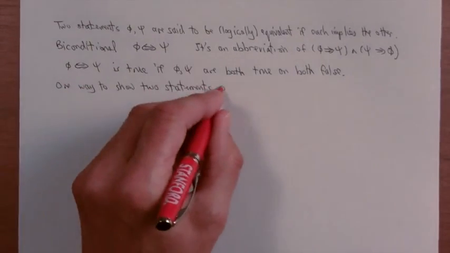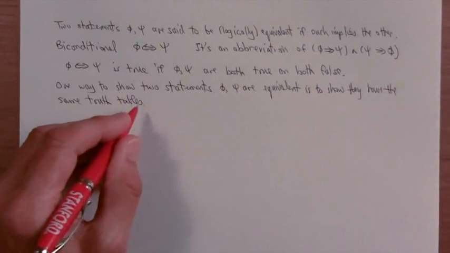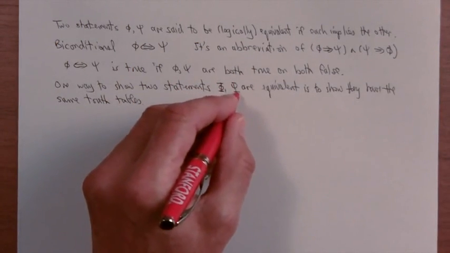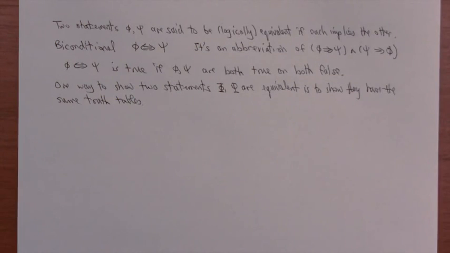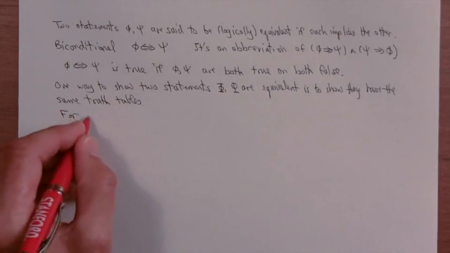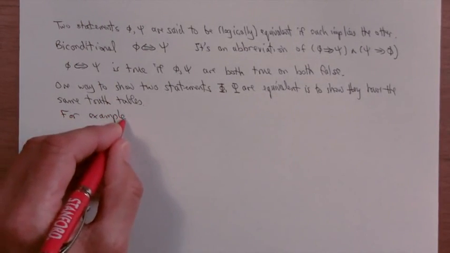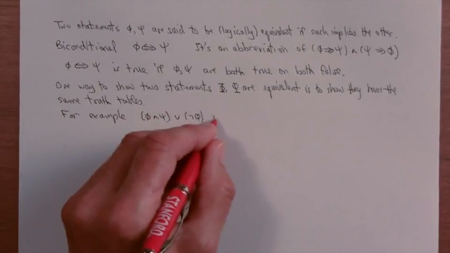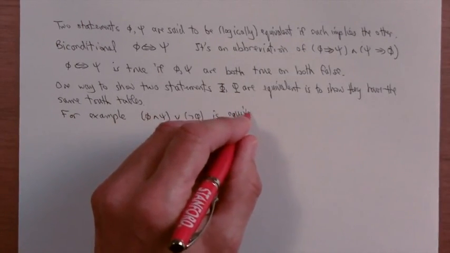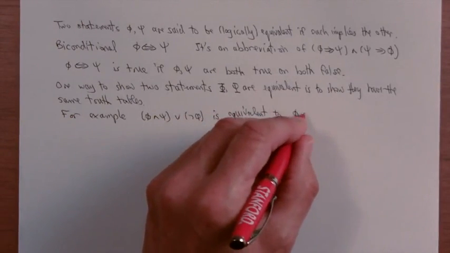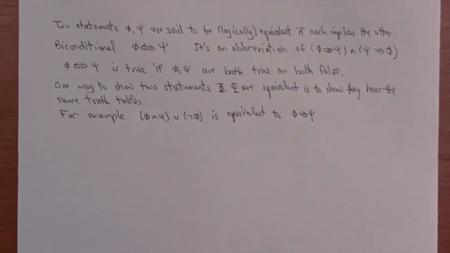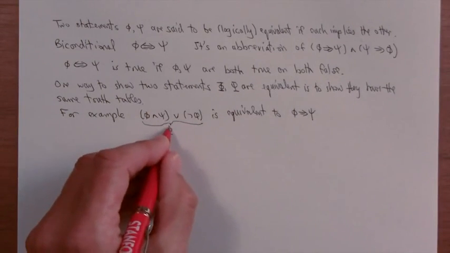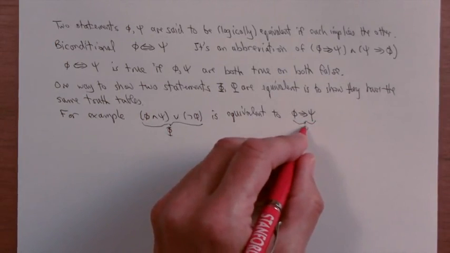One way to show that two statements phi and psi are equivalent is to show they have the same truth tables. Actually, to avoid confusion, let me change those to capital Phi and capital Psi, because I want to use the lowercase phi and psi for something else. Because here's the example I'm going to look at. I want to show that phi conjoined with psi, or not phi, is equivalent to phi conditional psi. So this is actually going to be my capital Phi, and this is going to be my capital Psi.